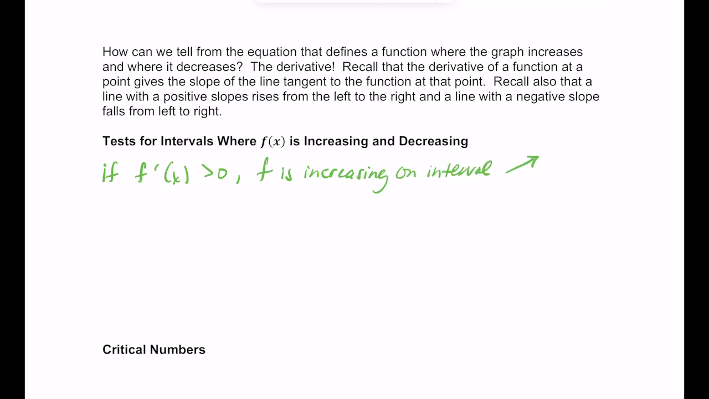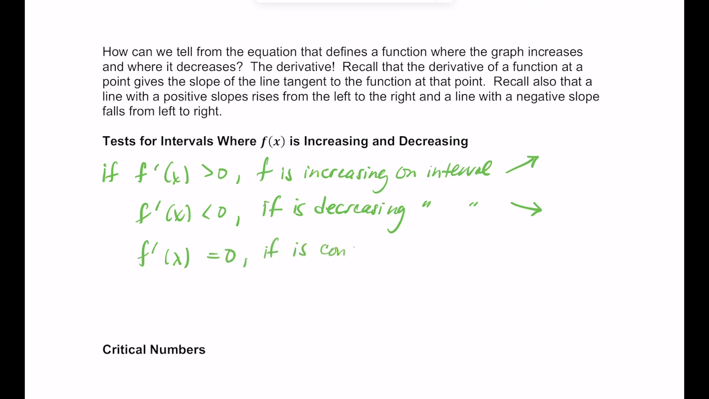So it's going to be going up. If f prime of x is less than 0, f is going to be decreasing on the interval. So it's going to be pointing down. And then if f prime of x is equal to 0, f is constant. Okay, and of course, this last one must be true for the entire open interval, not just a point.